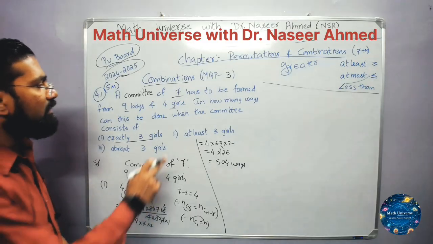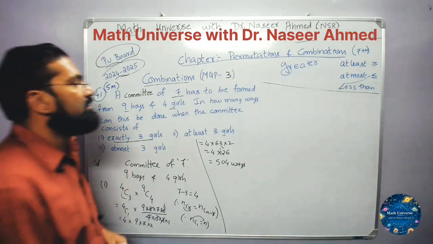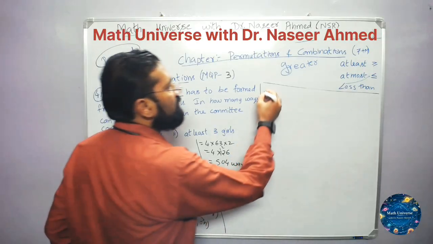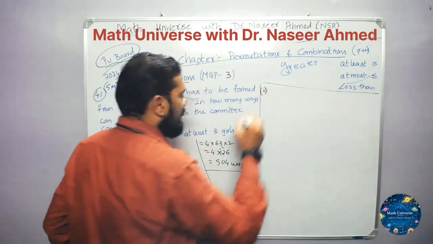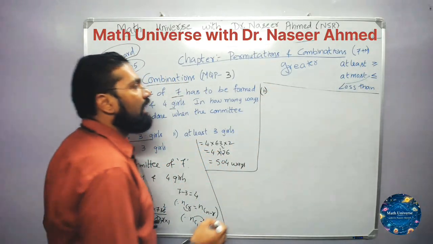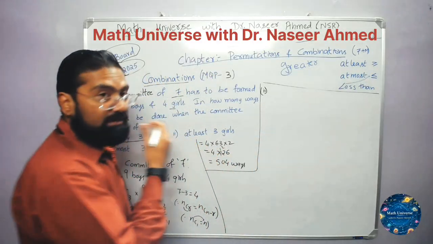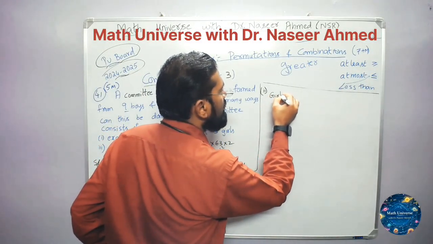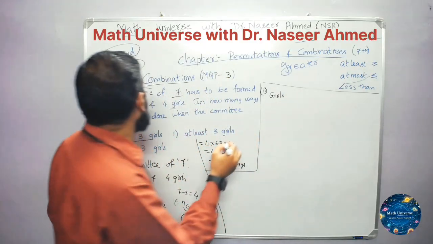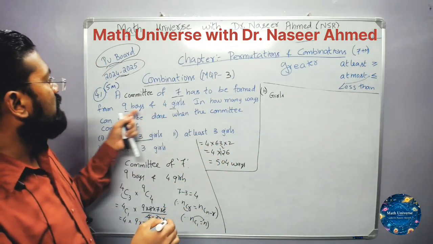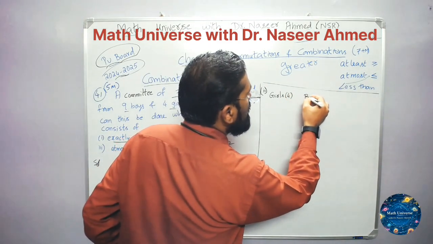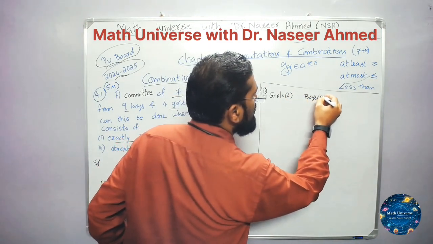Now come to the second sub problem. At least 3 girls. Let us have a table again. That will be easy for us to analyze. Since the condition is on girls, we'll write girls first. How many girls are there? Totally 4 girls. How many boys are there? 9 boys. So 4 girls and total number of boys in the question given is 9.